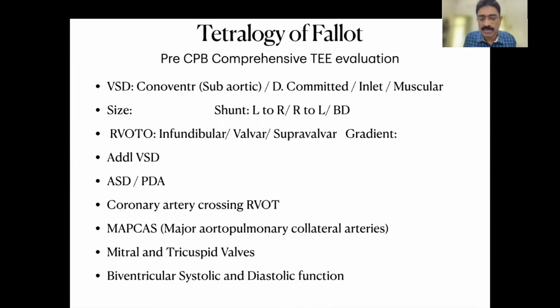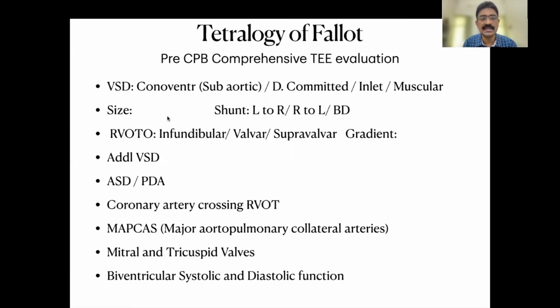Coming to a couple of complex congenital heart diseases, I've taken Tetralogy of Fallot. This is the most common cyanotic congenital heart disease coming to our hospital. What are the things you should look for in perioperative transesophageal echocardiography? Look at the VSD. Whether it is a subaortic, doubly committed, inlet, or muscular VSD, there can be an additional muscular VSD. Doubly committed VSD will be more towards the pulmonary valve. Then you need to inform the surgeon.